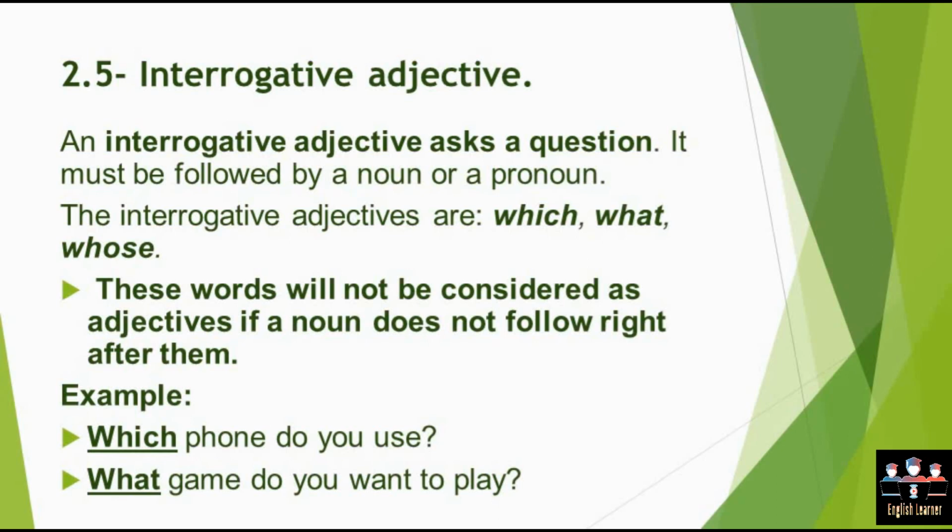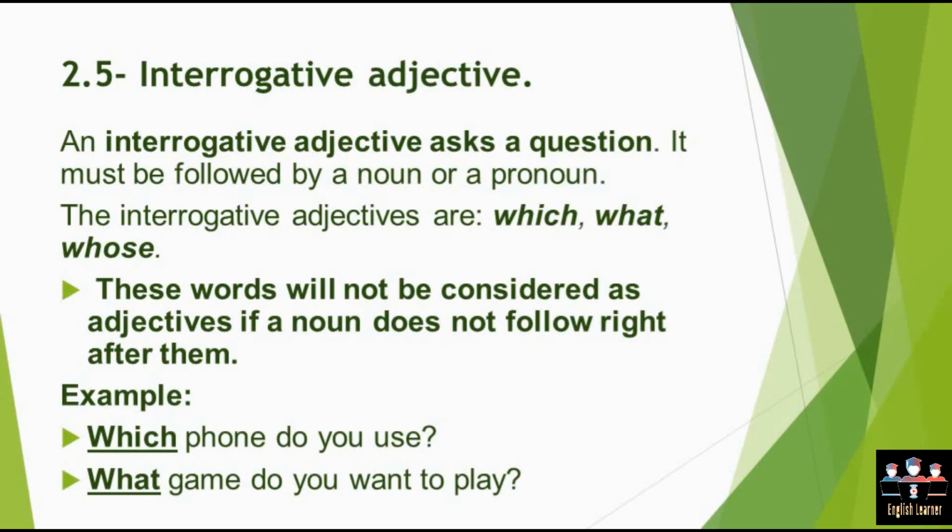Example number 1 is, which phone do you see? In this example, phone is actually a noun and which is directly followed by a noun. Second example is, what game do you want to play? In this example, game is actually a noun and what is indicating to us that it is an interrogative adjective.